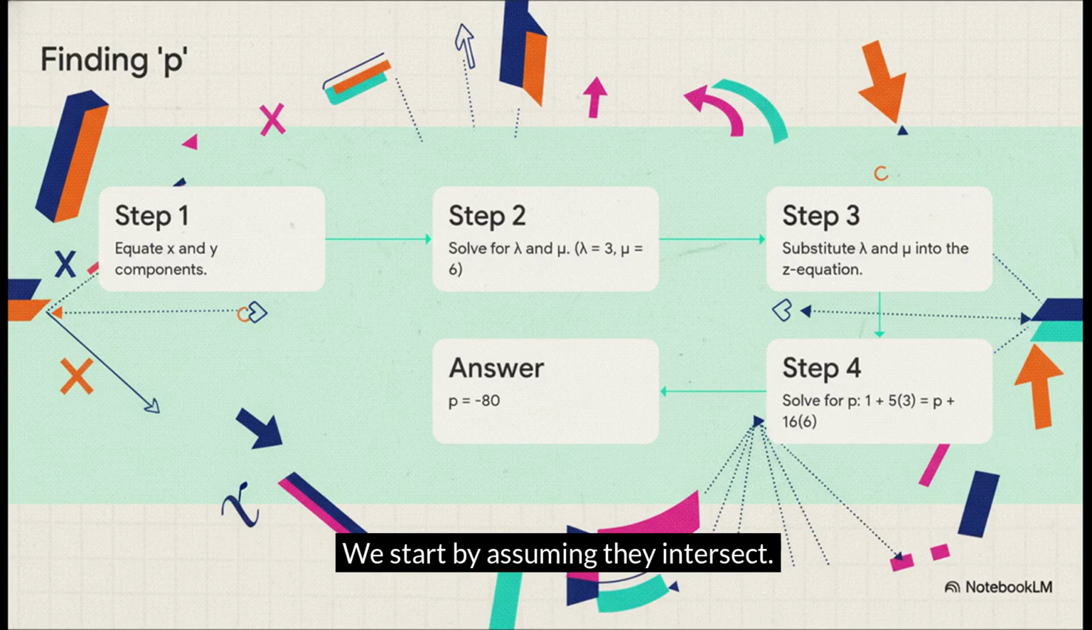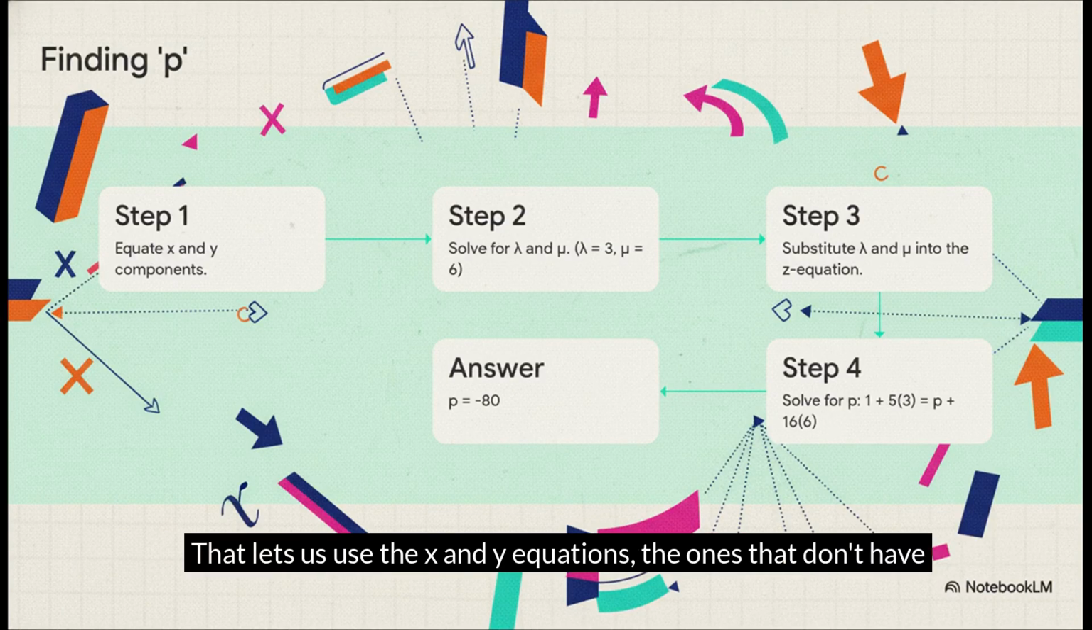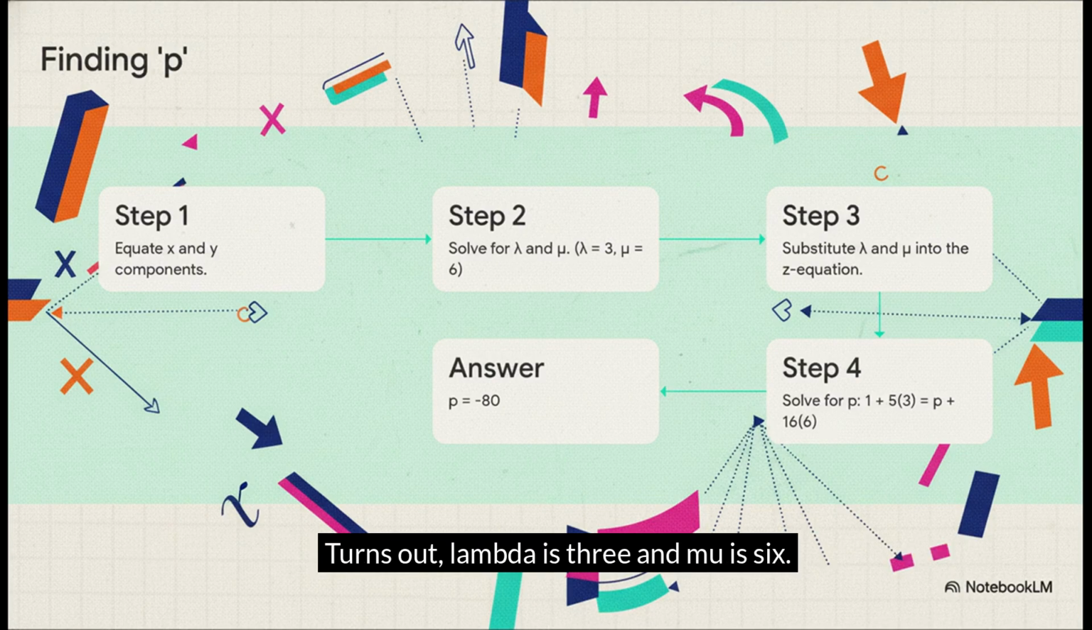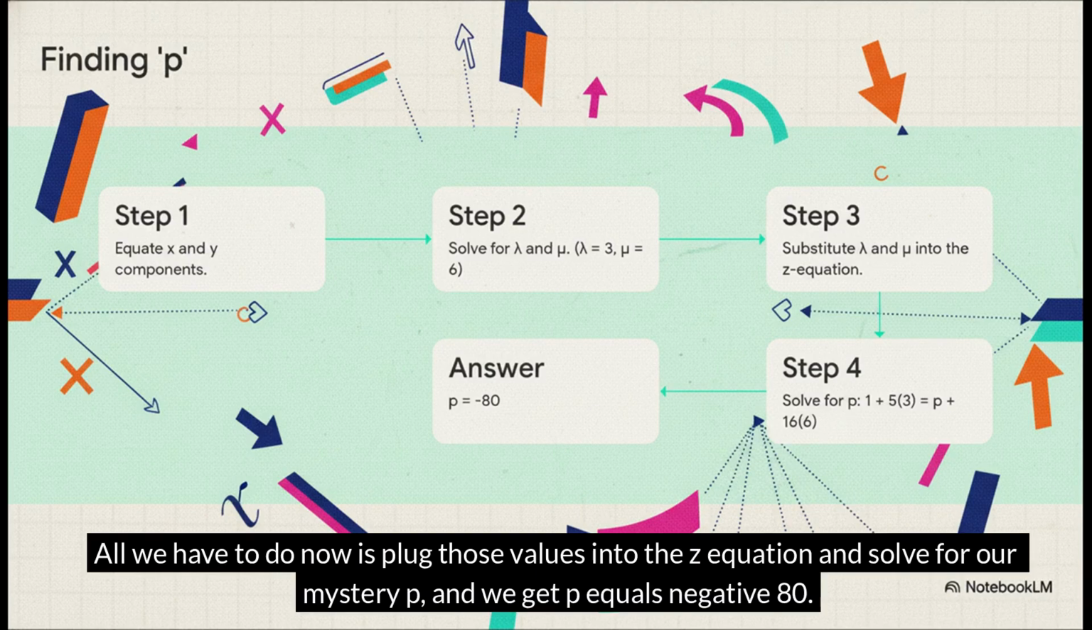We start by assuming they intersect. That lets us use the x and y equations, the ones that don't have p in them, to find the exact lambda and mu that would make them meet. Turns out lambda is 3 and mu is 6. All we have to do now is plug those values into the z equation and solve for our mystery p, and we get p equals -80.